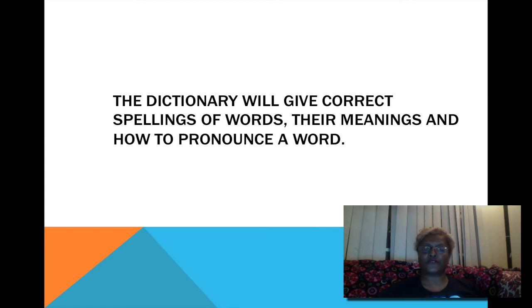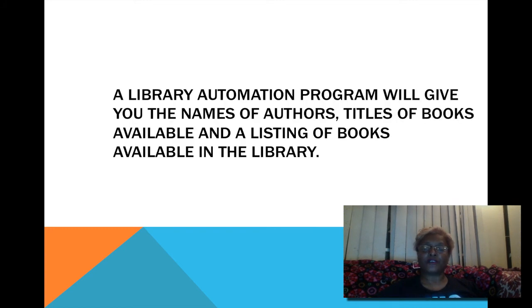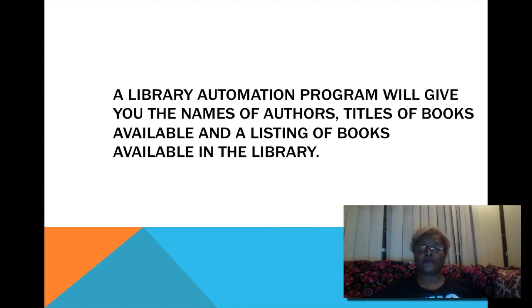The encyclopedia has information on many general topics and people in history. The dictionary will give correct spellings of words, their meanings, and how to pronounce a word. A library automation system, for example our online catalog, will give you the names of authors, titles of books available, and a listing of books available in the library. With our library automation system, if you want to search for a book, you can search by author, title, or subject. Right now, this is a quick review, but as you know, we've been talking about the dictionary, and this is a quick review of some of the information resources that we would talk about.